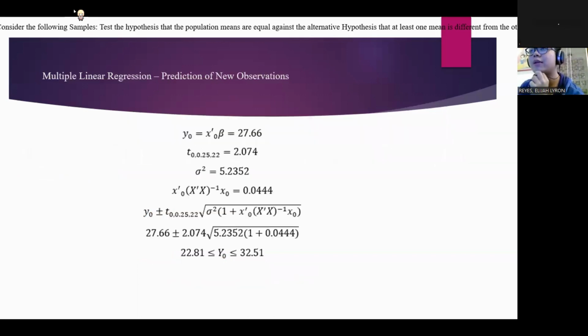So to compute this, we already have most of the values given from the problem. So y sub 0 equals 27.66. Our t at 0.025 and 22, we have 2.074. Our variance, which is 5.2352. And lastly, our final value, which is 0.0444. So we just plug it in using the confidence interval solution, and we come up with 27.66 plus or minus 2.074 square root of 5.2352 multiplied by 1 plus 0.0444, which will give us two values, 22.81 less than or equal to y sub 0 less than or equal to 32.51. So that gives us our final prediction interval for our new observations.